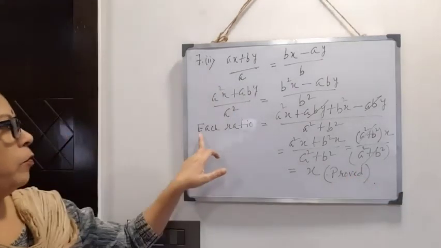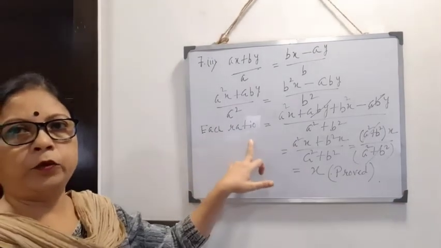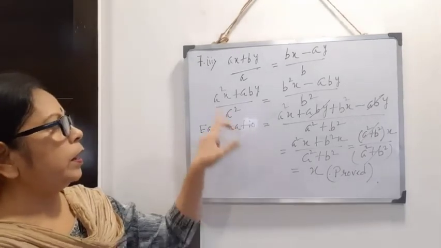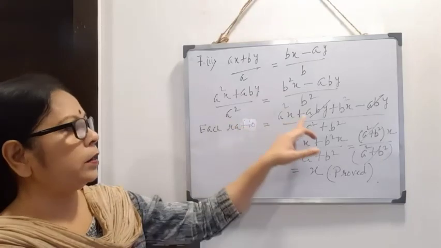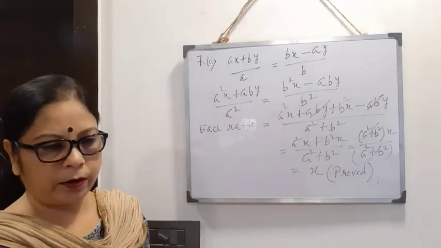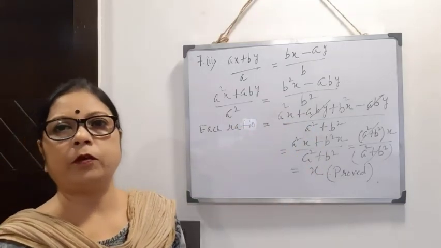So keep it in mind, when it is given that each ratio equals the given, then what to do? You will add the numerators, you will add the denominators, then you will get your result. Now next problems in your next video.